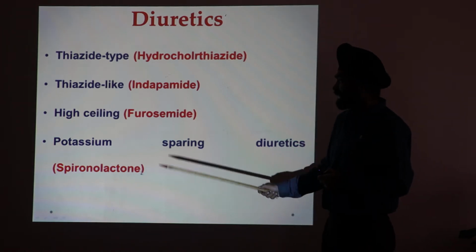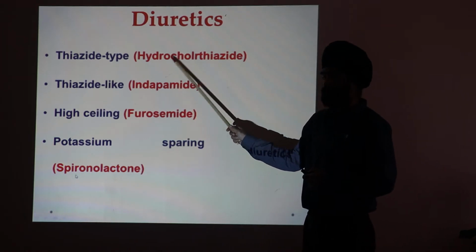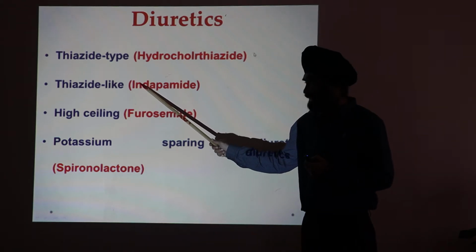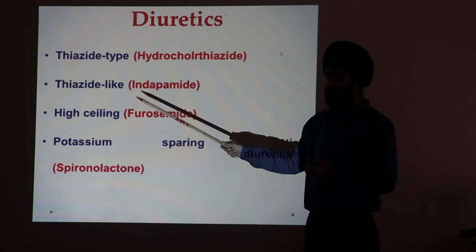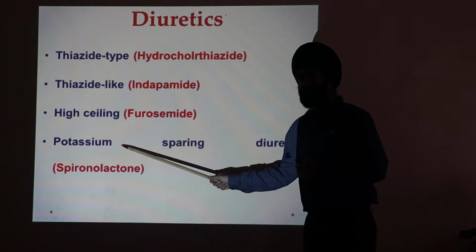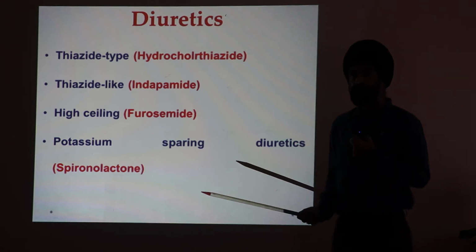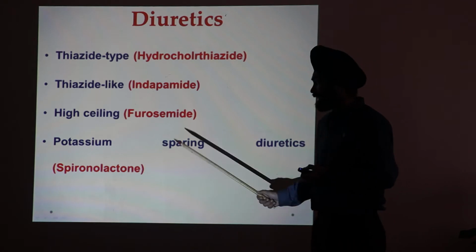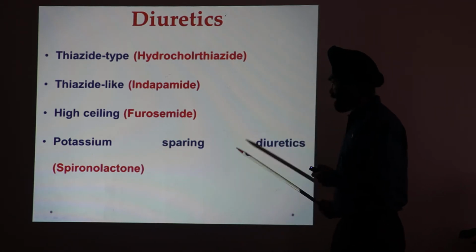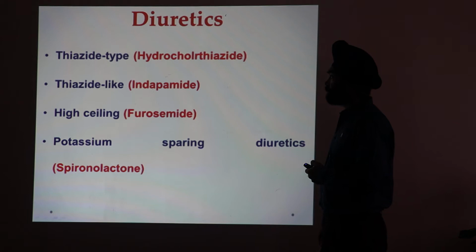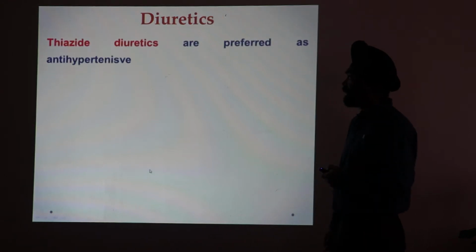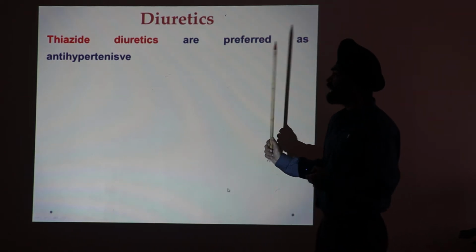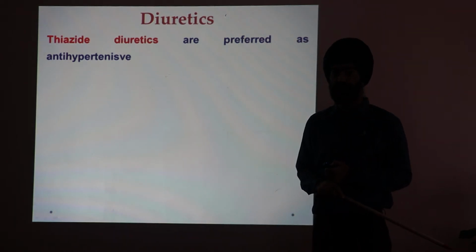Now the difference is that all these drugs reduce the potassium levels. Obviously indapamide reduces potassium levels to a lesser extent, but even then it reduces the potassium level. But this is the category of drugs which do not allow the potassium to decrease; rather, potassium is preserved. That is why they are called potassium sparing diuretics. Now, the thiazide diuretics are the preferred agents for the management of hypertension.